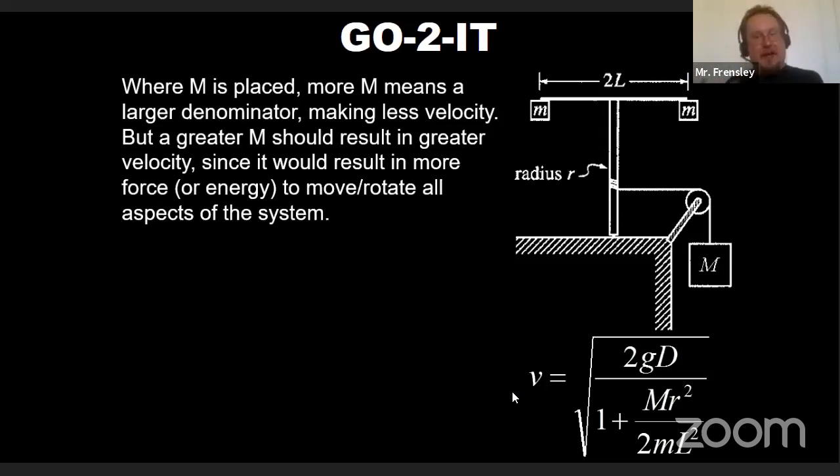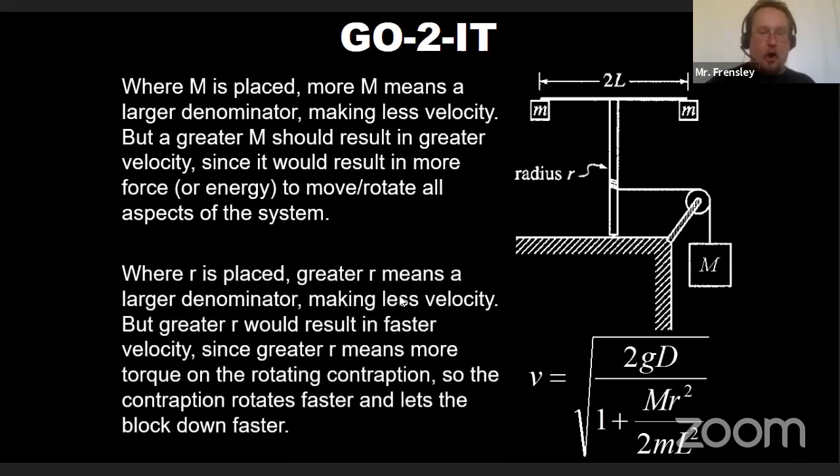If you hung a bigger mass, it would have more potential energy or more force to pull on the rotating contraption, and it would spin faster and the block would fall faster. Okay, what about R? Well, look at what the equation says. More R would make this big denominator bigger, which would make the velocity smaller.